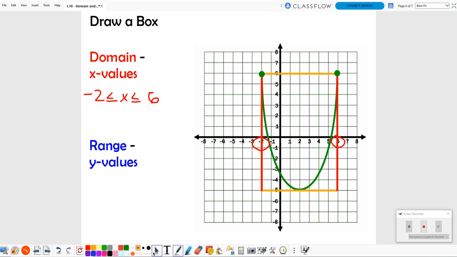Okay, and then our range values, the top and the bottom of my box here, we have 6 and -5. And you always want to put these in order from least to greatest. So put your negative value first and your positive value last. Okay, and that's how we find domain and range.